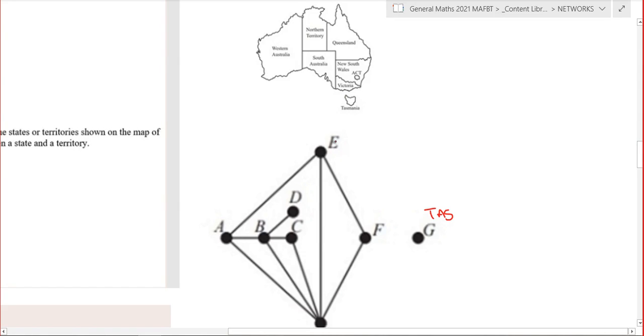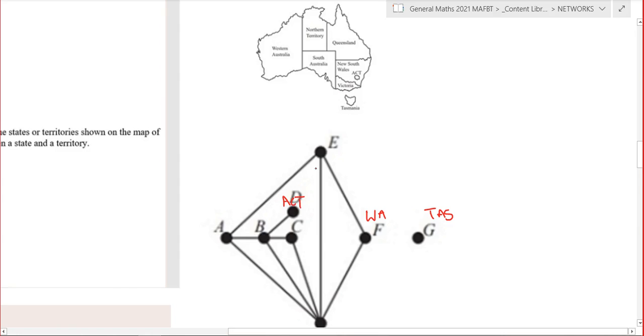Now, what else can we see here? Well, I can see that F only has 2 connections going to it. What other vertices have 2 connections? It's WA. You can only have 2 connections to WA, so F is WA. Now, what else do we have? I can see ACT here. You can only get to ACT through New South Wales, meaning there's only one edge connecting to ACT, so D should be ACT.